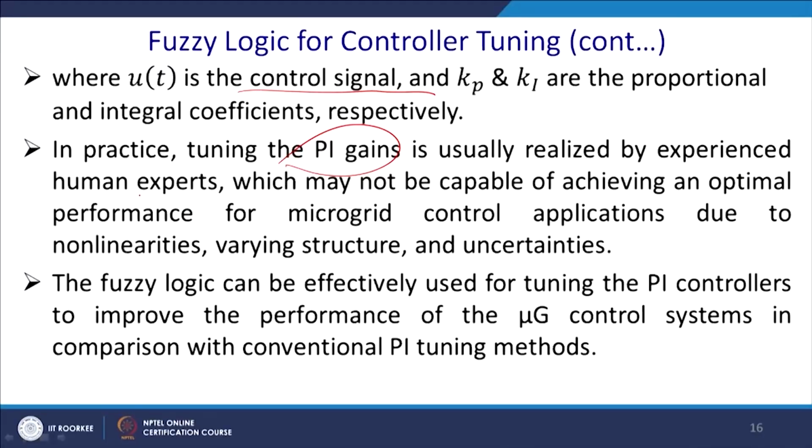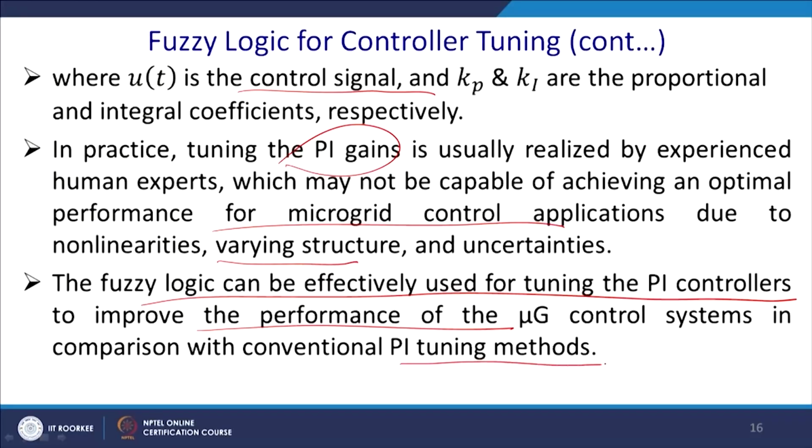So someone has to tune them. There are different methods, such as the Ziegler-Nichols method, to tune the PI controller, but you need to know the plant model, which may not achieve optimal performance in microgrid control applications due to the nonlinearities, varying structures, and uncertainties of the loads and the sources. So uncertainties come from both, and here fuzzy logic can make an important contribution. Fuzzy logic can be used effectively to tune the PI controller to improve the performance of the microgrid control system in comparison with the conventional tuning methods.